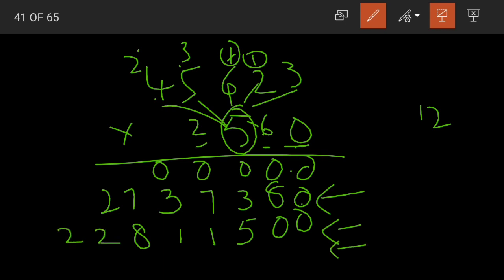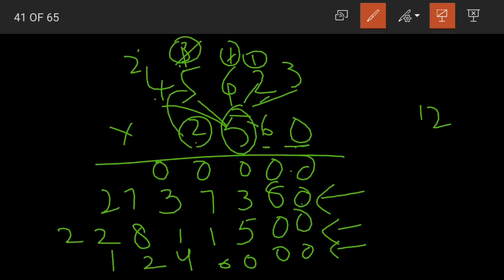Now coming to the last digit, that is 2. After 2 we are having 3 digits, so 3 zeros. 2 3s are 6, 2 2s are 4, 2 6s are 12. 1 carried. 2 5s are 10 plus 1 11. 2 4s are 8 plus 1 9.